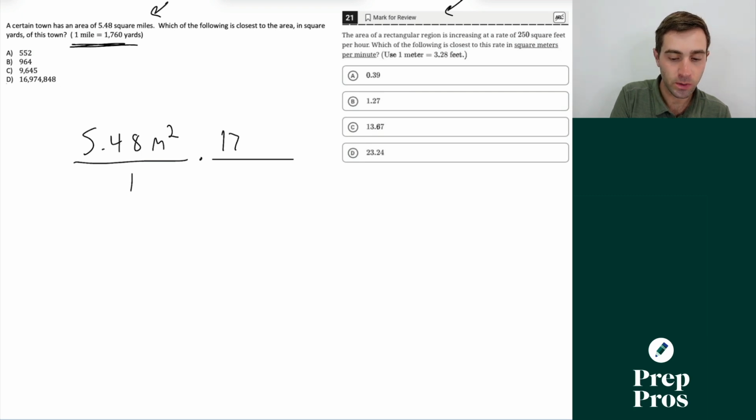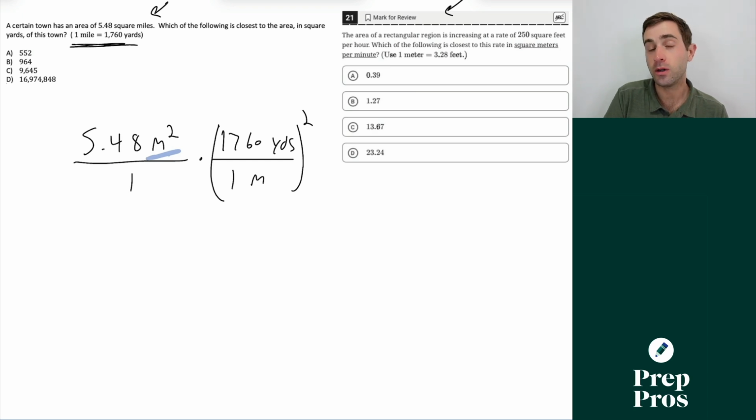So we always want to make sure that our units are cross-canceling with these, so we're going to put it over 1 mile. But the really important thing to do here is we have miles squared. This is the whole trap and why the SAT really loves these questions. You need to square your conversion factor because we're dealing with square miles. If it was cubed, you would cube your conversion factor. So what we're really simply doing here is 5.48 times 1,760 squared, and that will give us our answer of D.